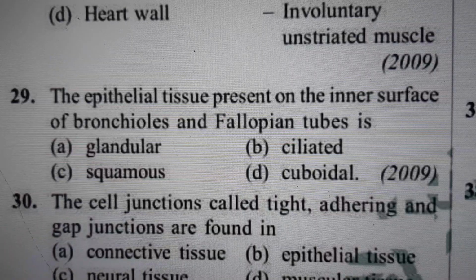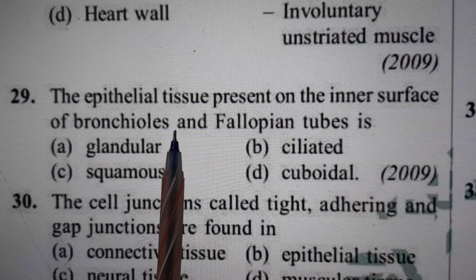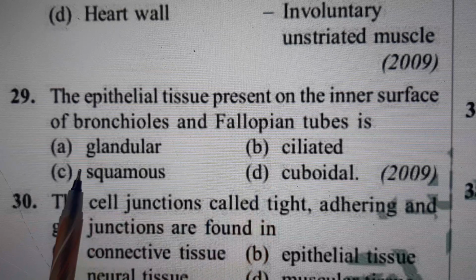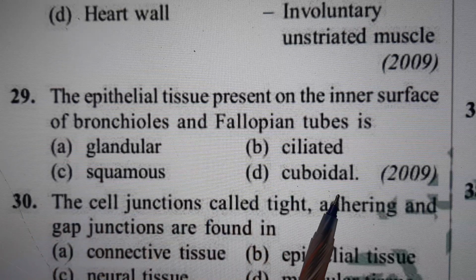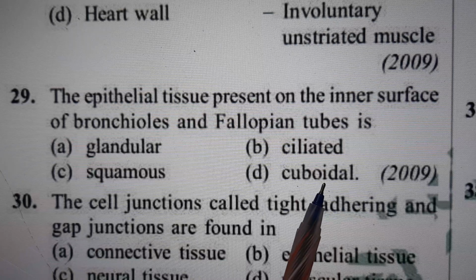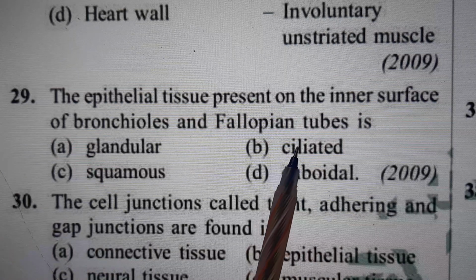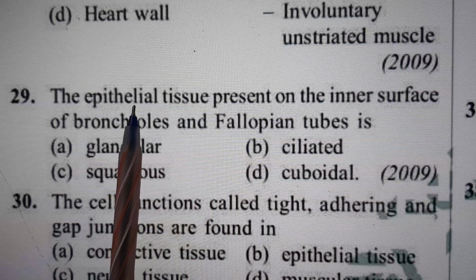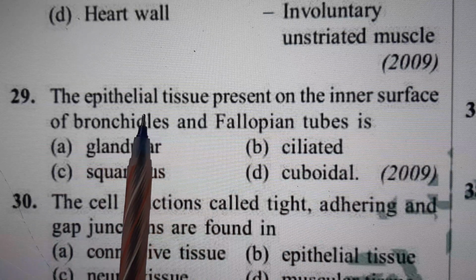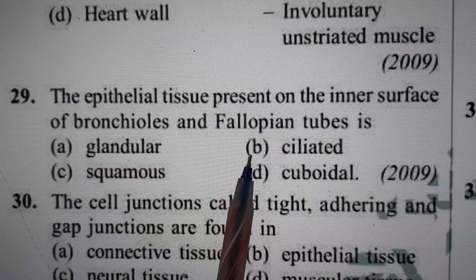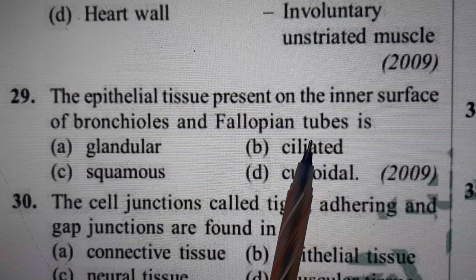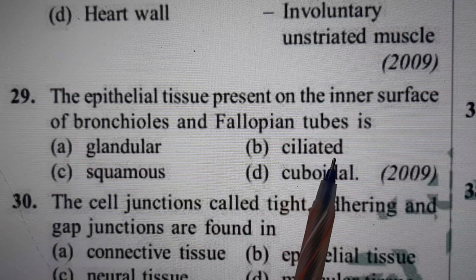We have a similar question. The epithelial tissue present on the inner surface of bronchioles and fallopian tubes is A. Glandular, B. Ciliated, C. Squamous, D. Cuboidal. So, without taking much time, we can directly say it's option B, ciliated, because both fallopian tube and bronchioles require movement of certain substances in a particular direction. For that, we need a thing called cilia. Cilia helps in this. So, it's option B, ciliated epithelium.